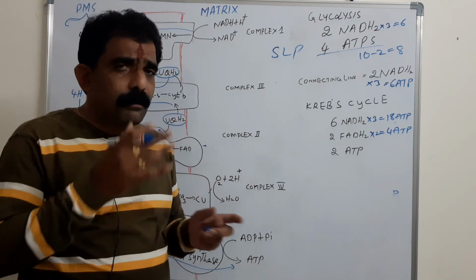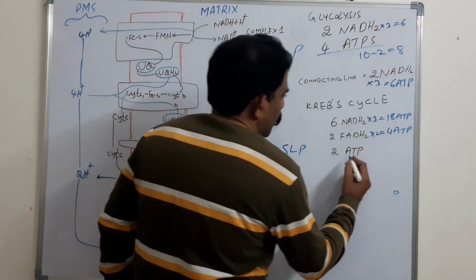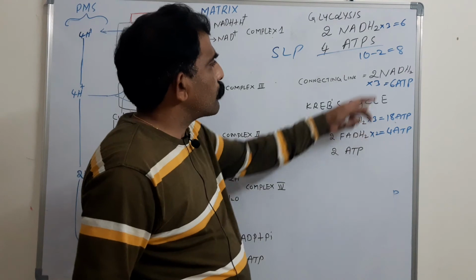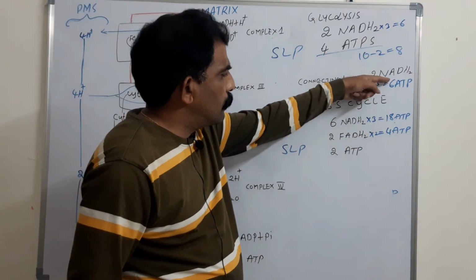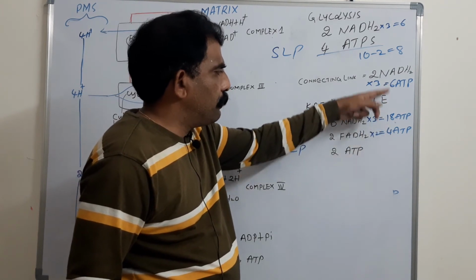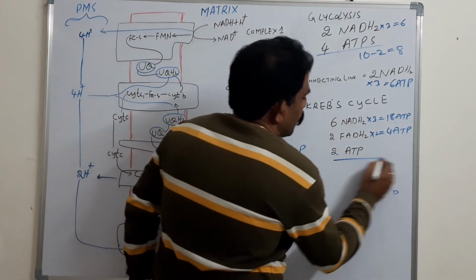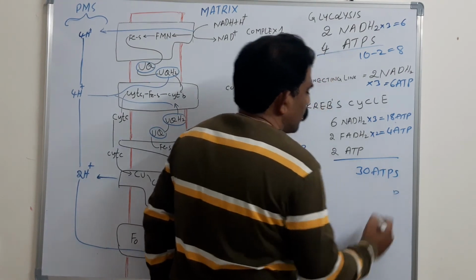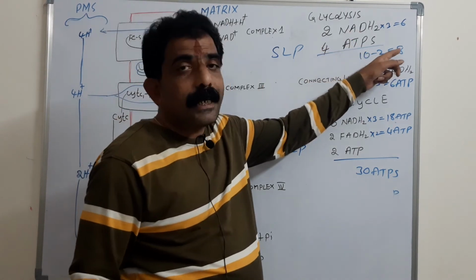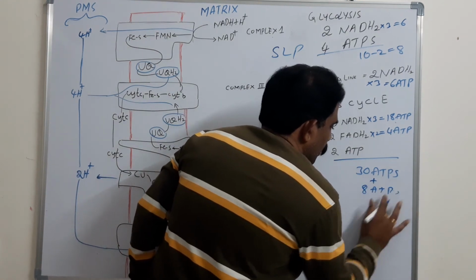Actually, GTPs are produced, which are subsequently converted to ATPs. So here also again SLP: through substrate level phosphorylation, 2 ATPs result. Now you calculate: 6 plus 18, 24. 24 plus 4, 28, plus 2, 30. So in total 30 ATPs in the Krebs cycle and connecting link, and in glycolysis itself the net gain is 8. Together, 38.